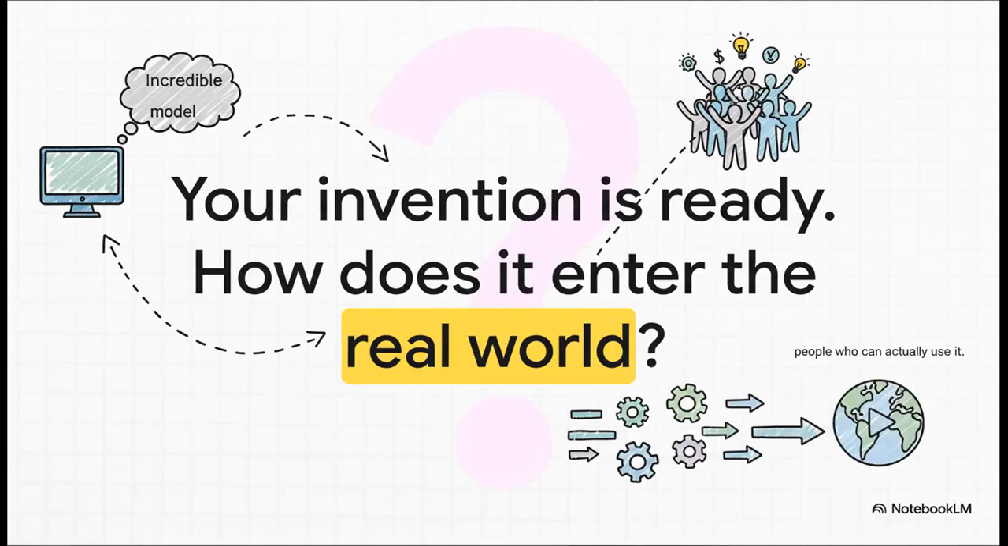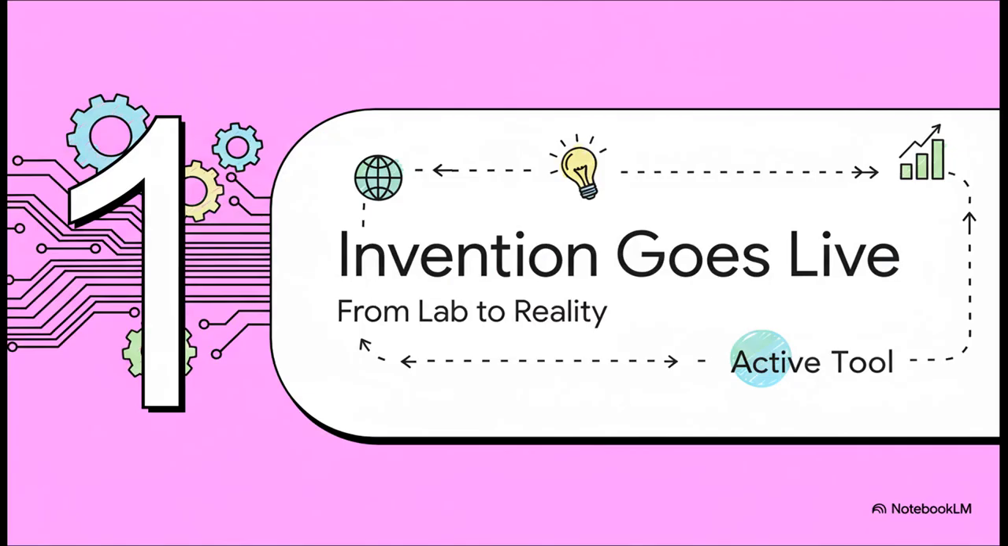Okay, so picture this. You've built something absolutely brilliant, a data model that can predict and help and do all these amazing things. But now what? How do you actually get it out of your computer and into the hands of people who can really use it? That is the crucial question we're answering today. So let's kick things off by talking about how this invention finally goes live. This is all about that huge leap from theory to reality, from a concept to a tool that's actually out there working in the wild.